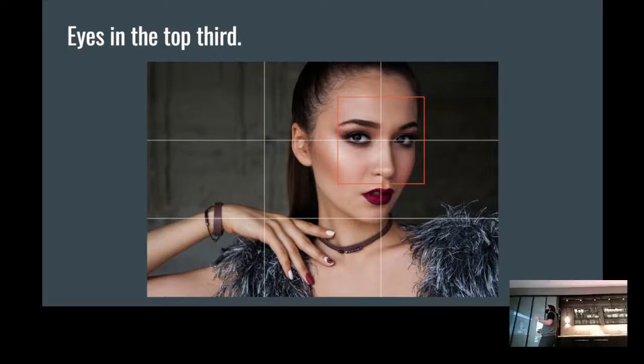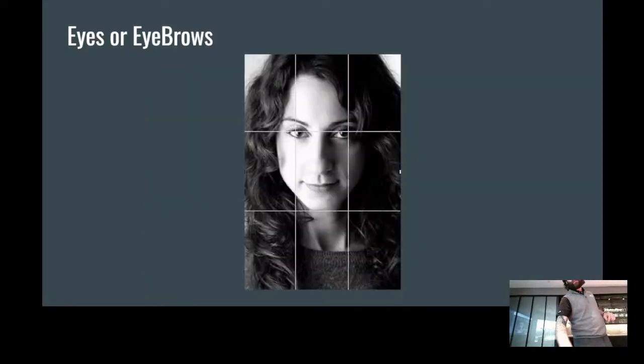When we look at this, if we keep the eyes in the top third, as humans, we're more naturally inclined to view the image downwards. By keeping that natural selection, it makes sense for the human eye. So try to keep the eyes in the top third. If not the eyes, then at least the eyebrows. And I have this image to explain that too.